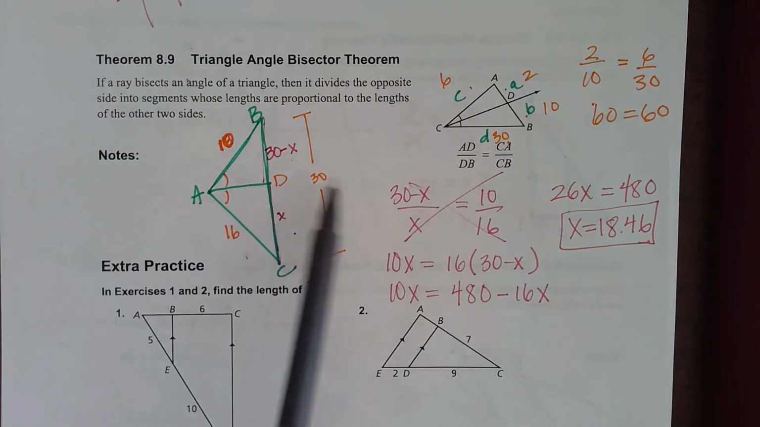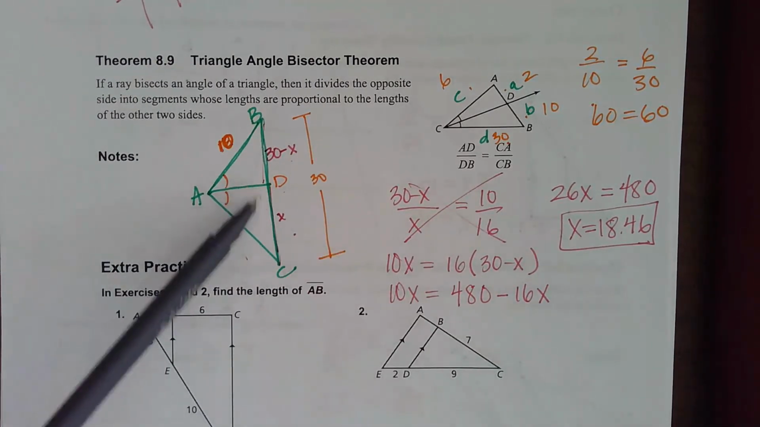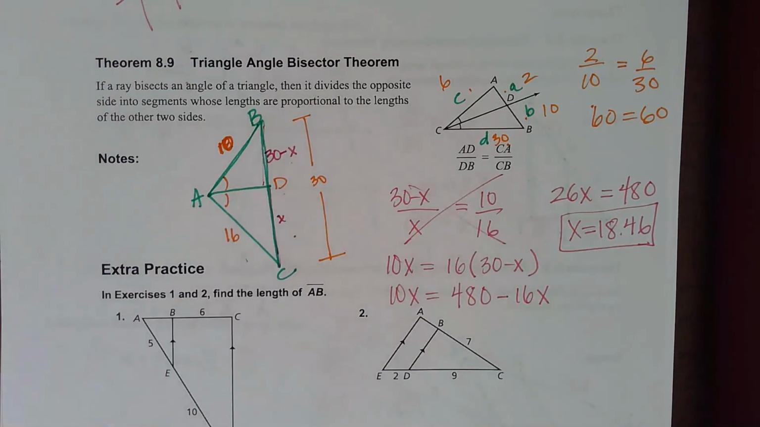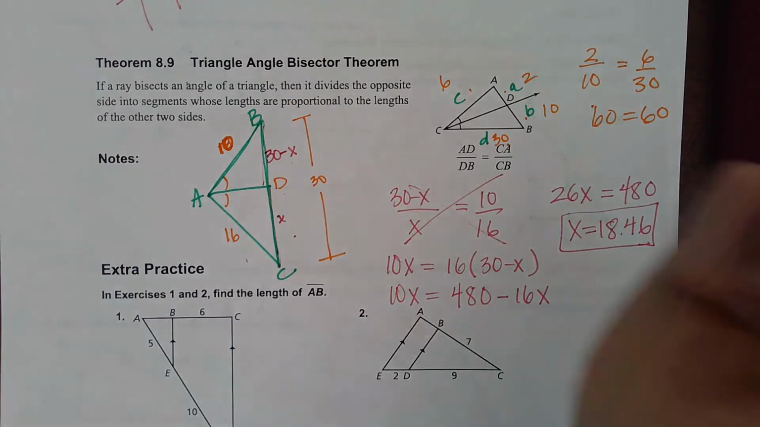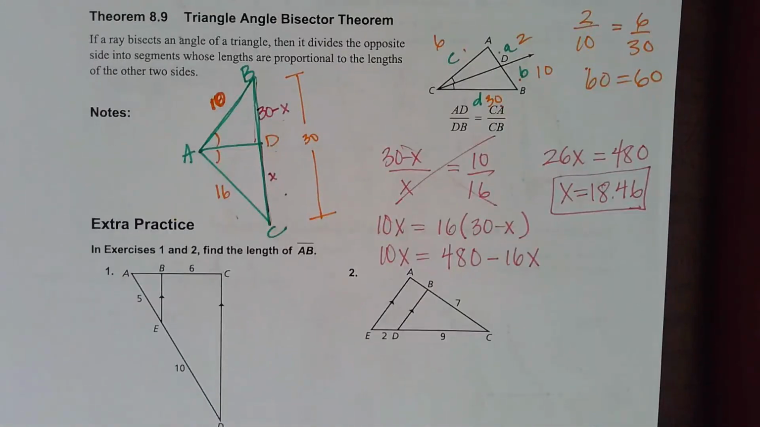So what this means is this length here, it depends on what I asked you to find. A lot of times I'll ask you to find B to D, or I'll ask you to find D to C. So if I asked you to find D to C, the answer would just be 18.46 because it's x. If I asked you to find B to D, you would have to take 30 and subtract 18.46, which would be 11.54. So again, just be careful what the question is asking you to do to kind of finish that out.